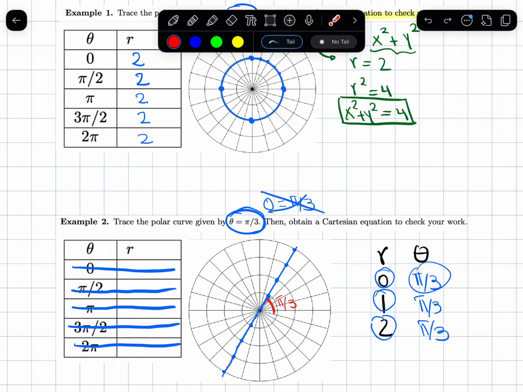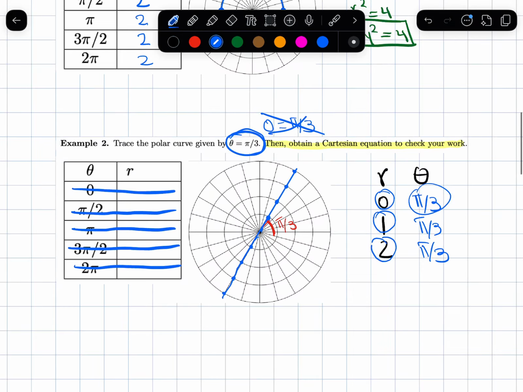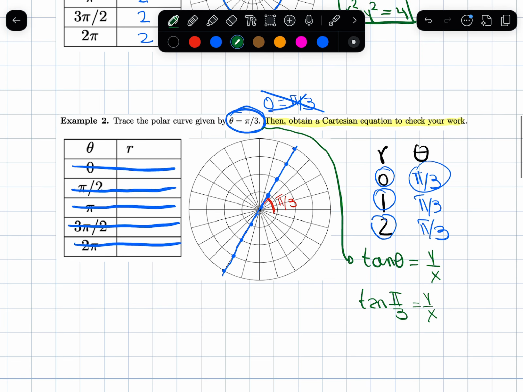So if you want to obtain a Cartesian equation to check your work, you can remember that tangent theta equals y over x. So that means tangent pi over 3 is y over x. What's the tangent of pi over 3? You've got to go back to your table of angles if you need to. You go 1, 2, 3, 3, 2, 1, square root 3 everything over 2, square root of each one, square root 3 over 3, 1, square root 3, and pi over 3 has tangent equal to the square root of 3, like this.